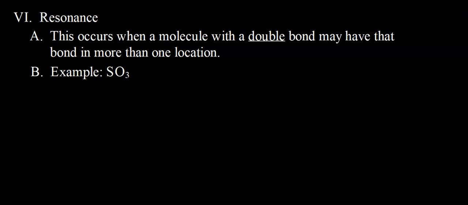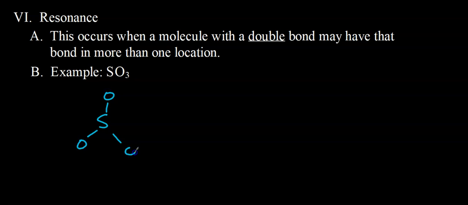Hello, we're going to start off today talking about resonance and resonance structures. So resonance occurs when a molecule with a double bond, it has to be a double bond, may have that bond in more than one location. So I think we drew a Lewis structure for sulfur trioxide already, and I kind of alluded to this. So let's take a look at a Lewis structure for this molecule.